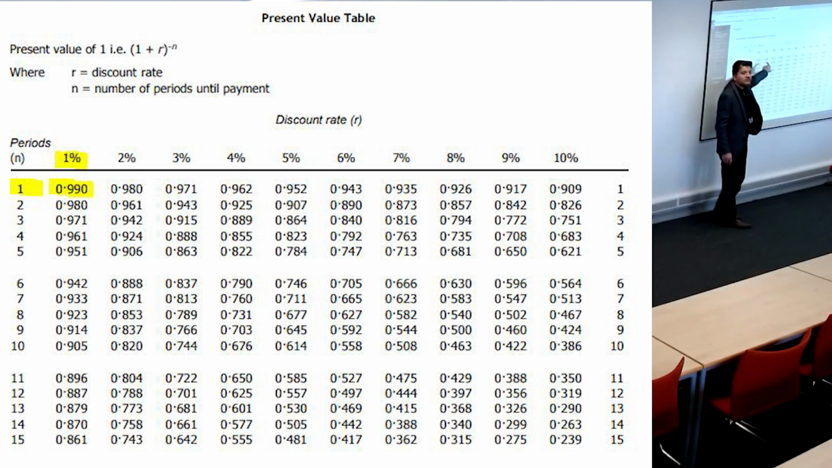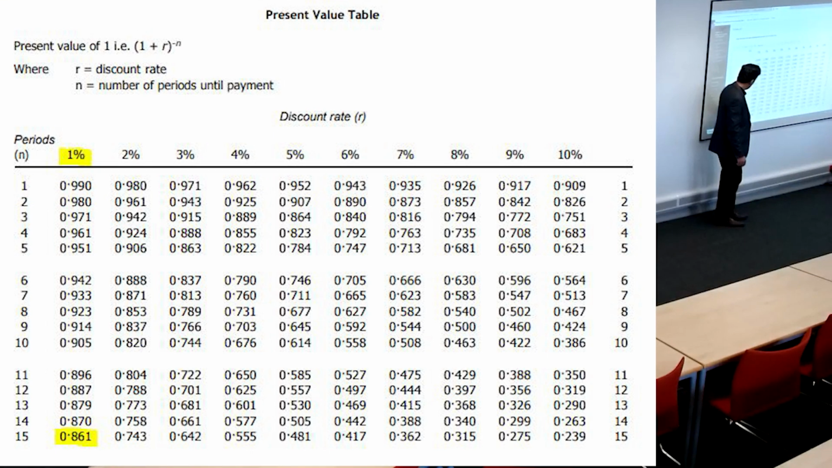If the cost of capital is 1%, and you receive £1 in one year's time, after 12 months, the value of that pound is 99 pence. The pound has lost its value. The purchasing power of that pound has decreased. Same pound, if you receive it after 15 years, the value of that pound will be 86.1 pence. It has lost more value over time. So that's under the circumstances of 1%.